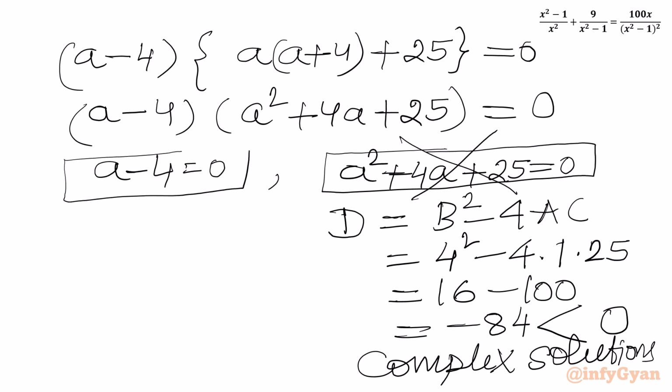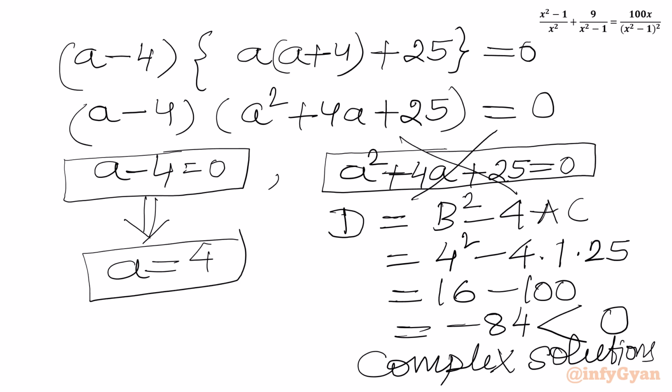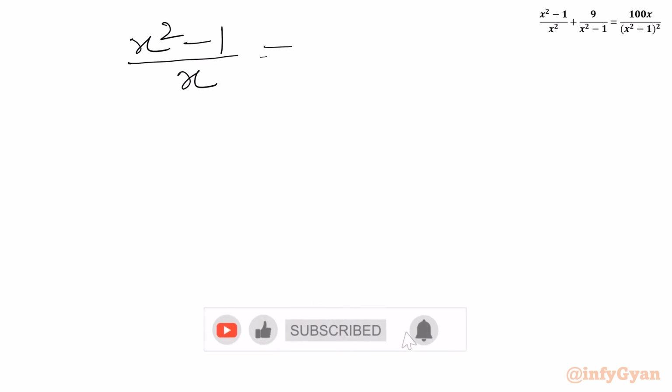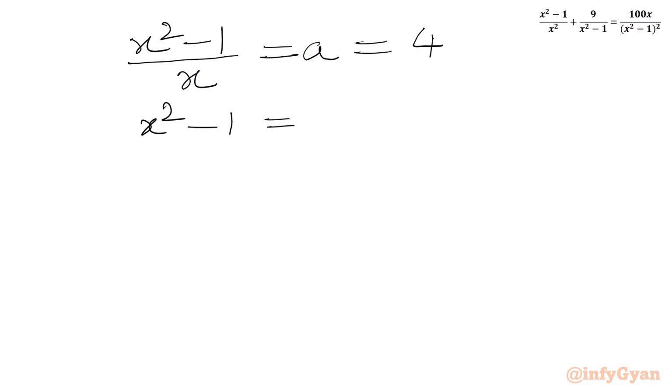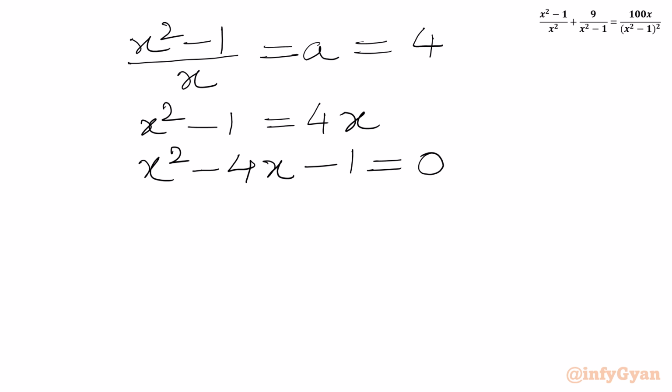Now a − 4 equal to 0. So from here I can write a will be equal to 4. Now a was our substitution, (x² − 1)/x. So I will write here (x² − 1)/x equal to a equal to 4. Or we can write x² − 1 = 4x. X is non-zero. Take all the terms to one side: x² − 4x − 1 = 0.